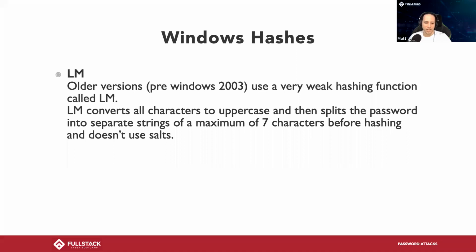It converts all the characters to uppercase and then splits the password into strings of 7 characters and hashes each one of those. So imagine a password that can only be 7 characters long and they're all uppercase. No matter how big you make the password, it's just going to be chunks of no more than 7 characters long. As you can imagine, this is not very hard to crack. So anytime you see a Windows LM hash, you'll know this is always crackable. Always, 100%.